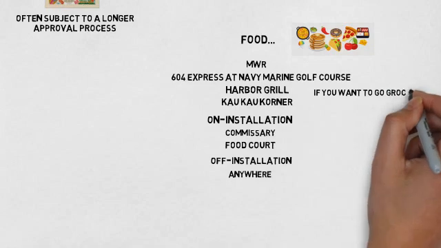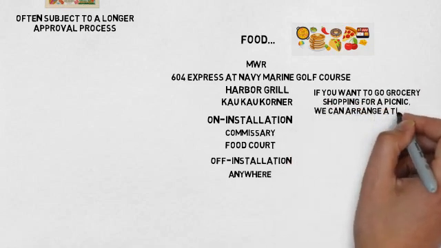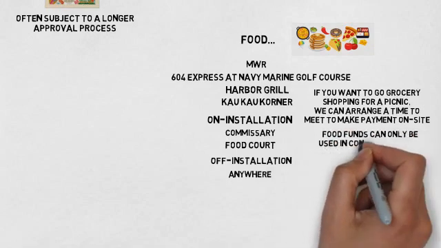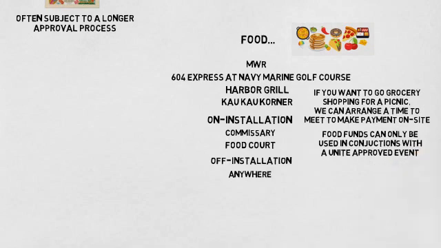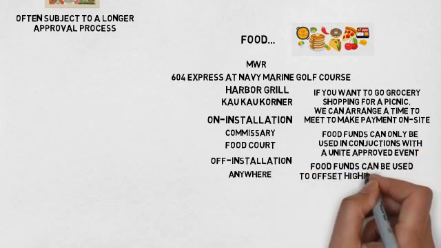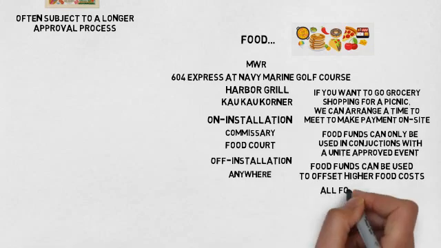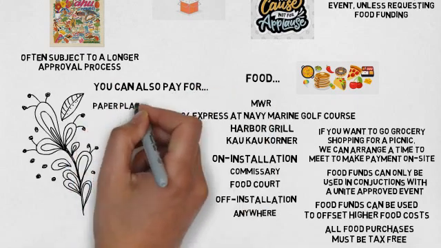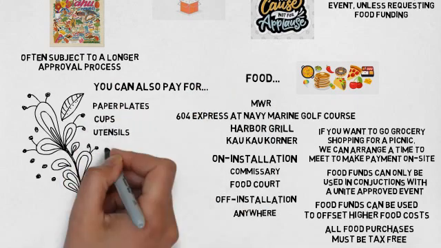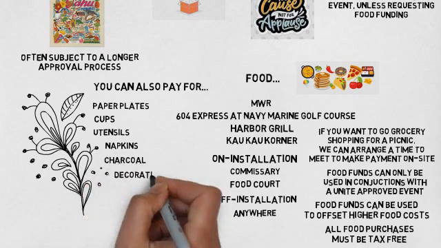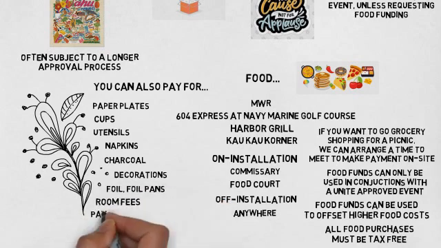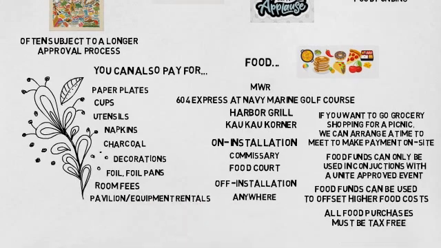If you want to go grocery shopping for a picnic, we can arrange a time to meet so payment can be made on site. Food funds can only be used in conjunction with a Unite approved event. Food funds can also be used to offset higher food costs. All food purchases must be tax-free. You can also pay for paper plates, cups, utensils, napkins, charcoal, decorations, no more than 10% of your budget, foil pans, room fees, and pavilion or equipment rentals.